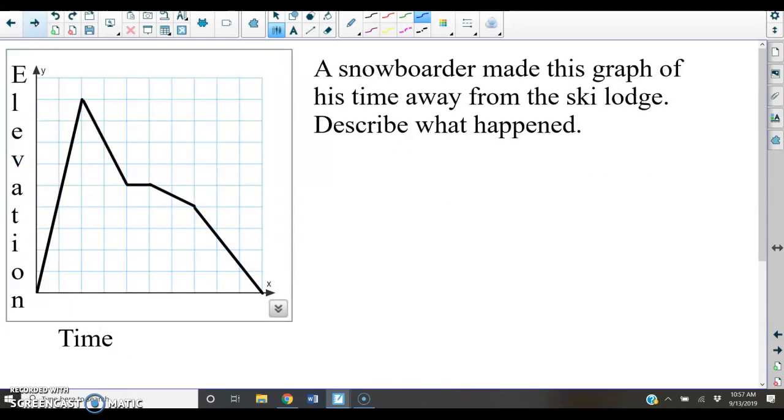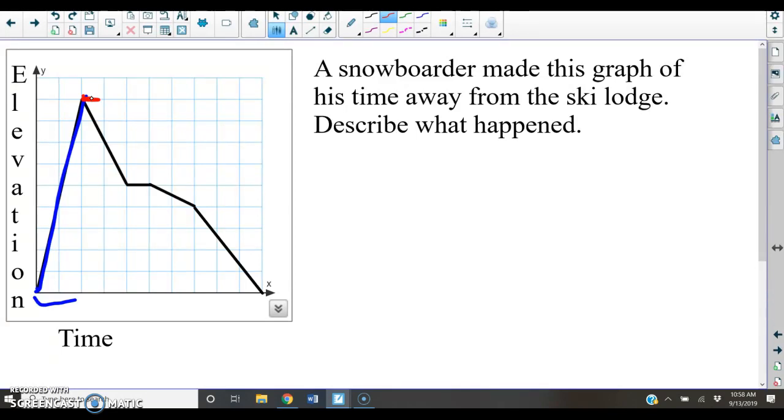Okay. The snowboarder made this graph of his time away from the ski lodge. Let's describe what happened. Okay, so in this first little bit of time, I think this is when he's riding the chairlift up to the top of the mountain. Okay, gets to the top of the mountain, maybe this should have had a pause. Because sometimes if they're snowboarding, they have to get their snowboard on their feet properly, they have to get their balance, they have to get oriented. So that maybe should have had a flat area, which means he's not going anywhere.